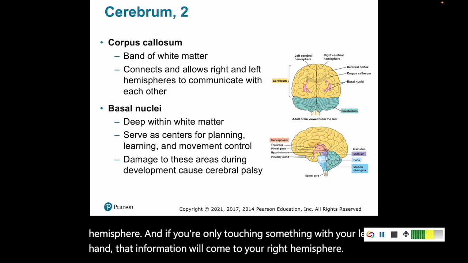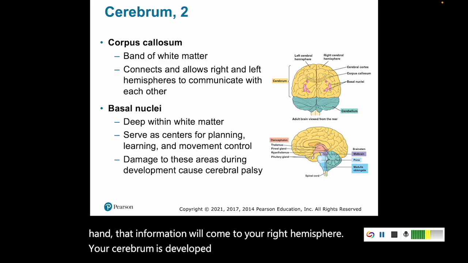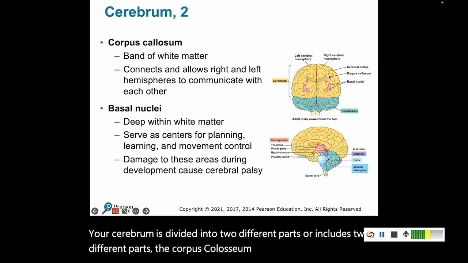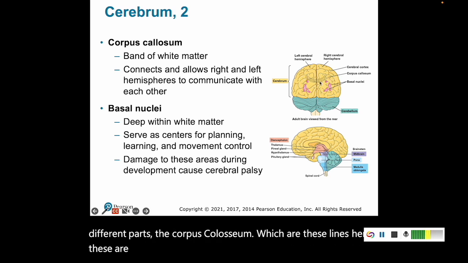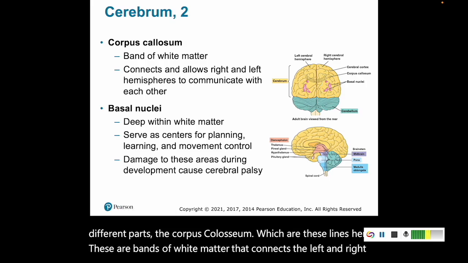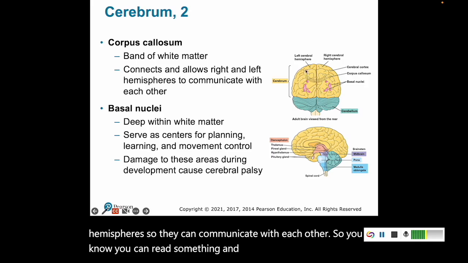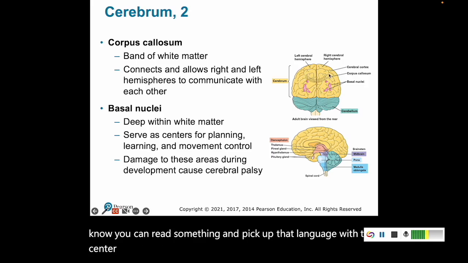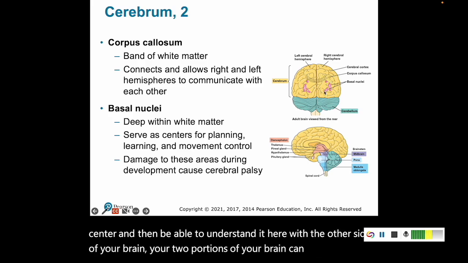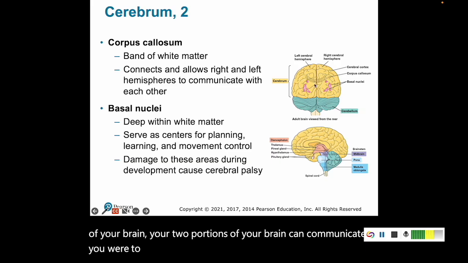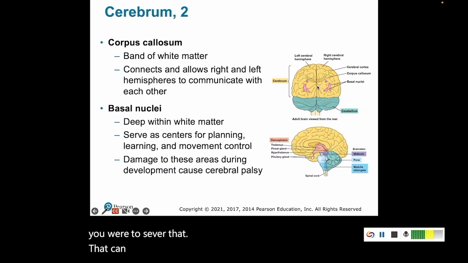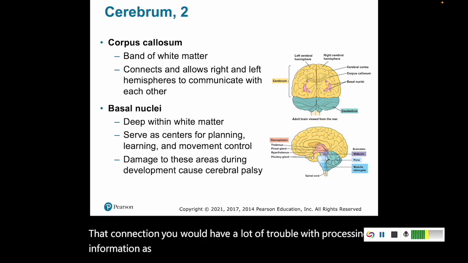Your cerebrum is divided into two different parts, or includes two different parts. The corpus callosum, which are these lines here. These are bands of white matter that connect the left and right hemispheres so they can communicate with each other. So, you can read something and pick up that language with this center and then be able to understand it here with the other side of your brain. Your two portions of your brain can communicate. If you were to sever that connection, you would have a lot of trouble with processing information, as the two sides of your brain wouldn't be able to communicate with each other.